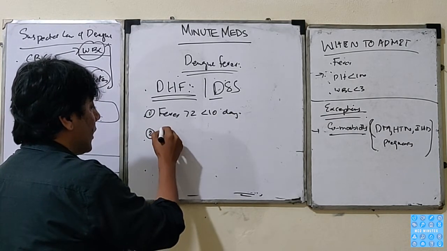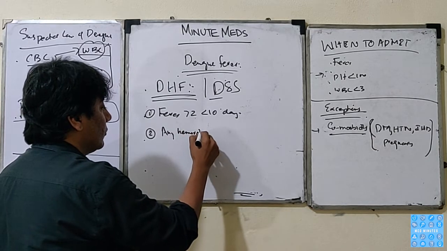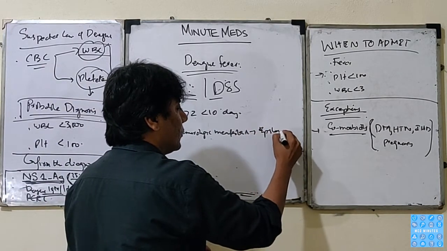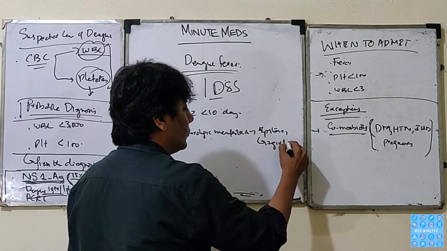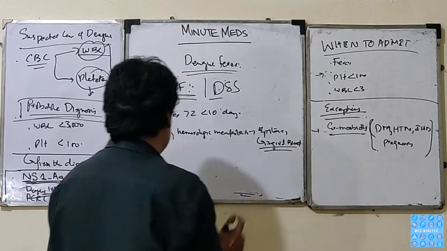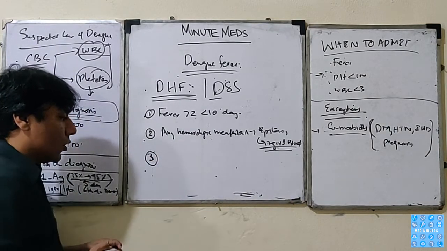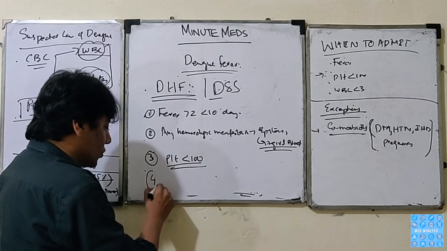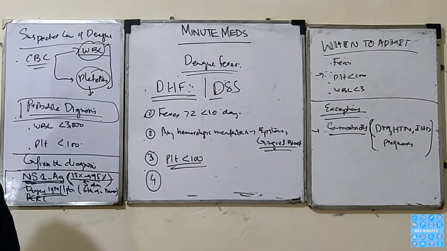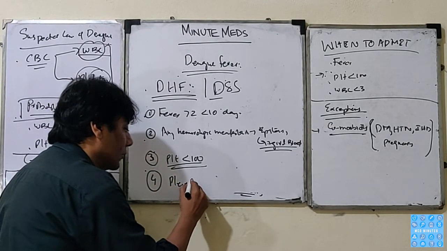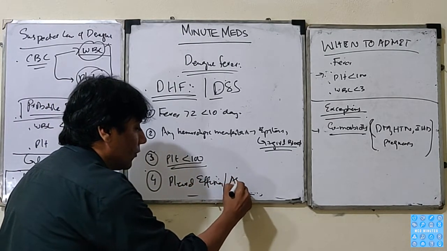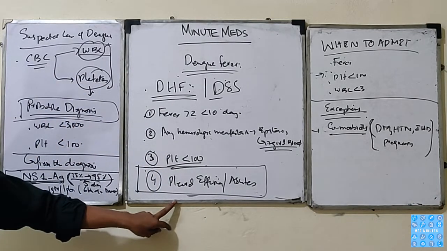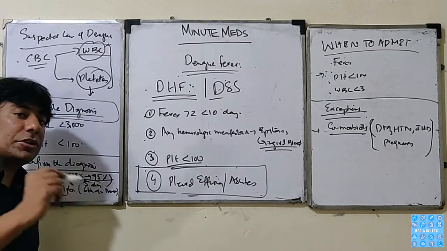Patient having fever is having any hemorrhagic manifestation, like epistaxis, gingival bleed, or there is evidence on the lab of platelets of less than 100, and the most important thing, there is evidence of plasma leakage in the form of pleural effusion or in the form of abdominal ascites. Now this is the alarming thing. When there is third spacing of the fluid, the patient is in the critical phase. Now we have to monitor the patient more vigorously.